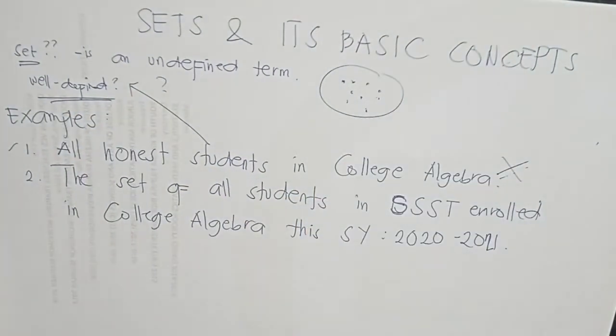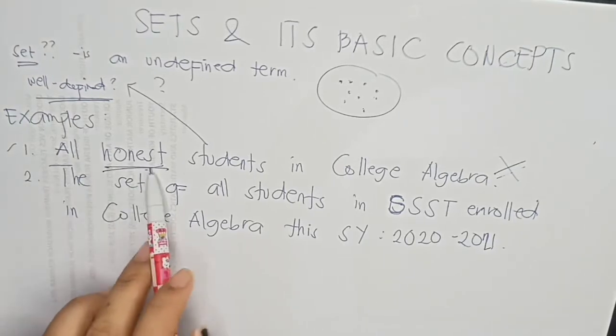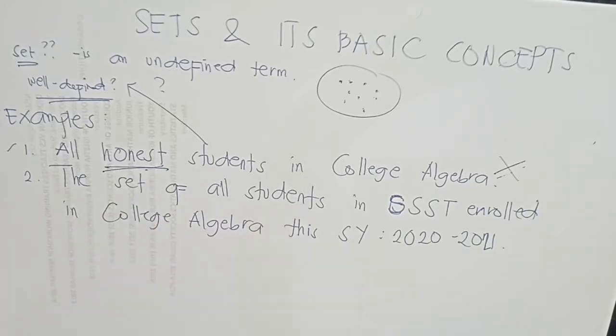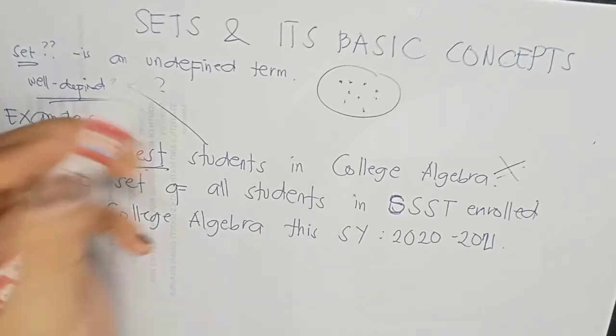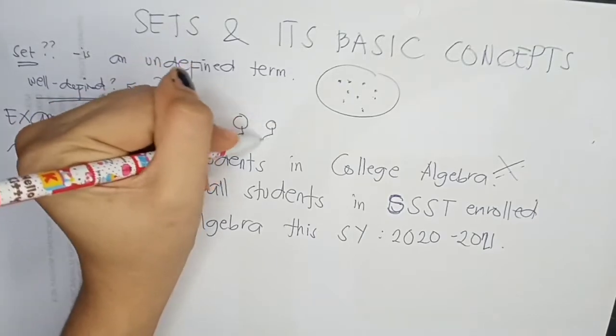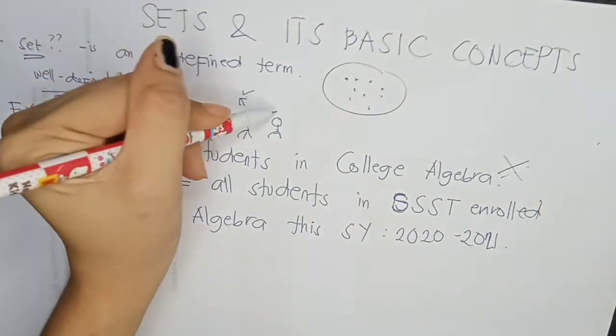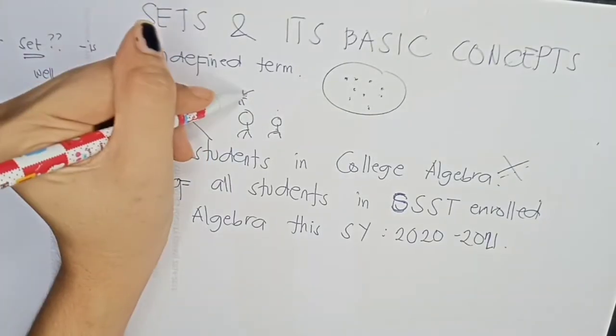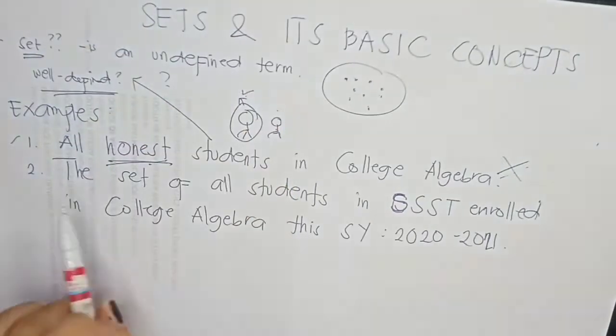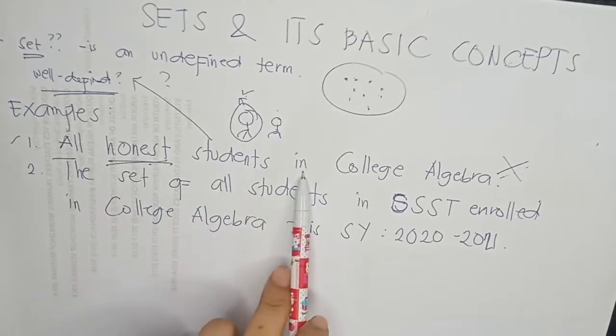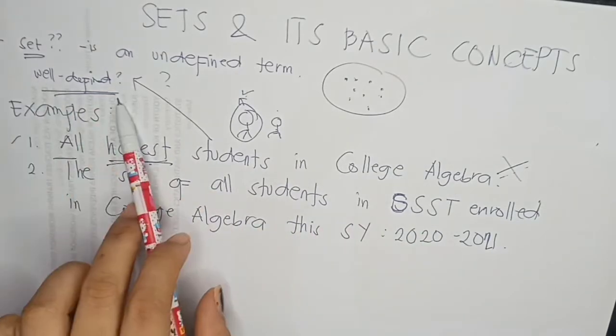Because it is not well defined since we cannot with certainty say that any given student in abstract algebra belongs or does not belong to the set. Why? Because hindi natin alam kung ang student ay honest o hindi. So, for example, this person, alam natin honest siya sa ating sarili. But in the other student, hindi nila alam na this student is honest. So, therefore, the set of all honest students in college algebra is not a well-defined set.